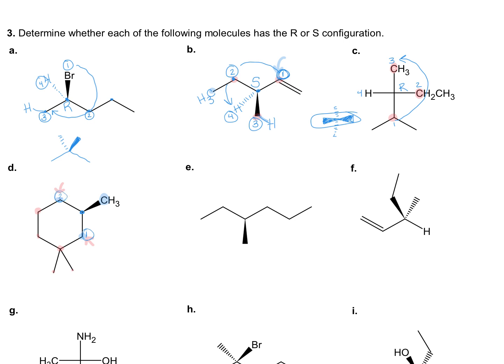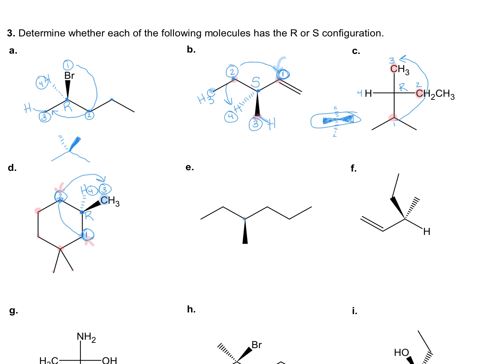followed by this one, and then this one, and then our hydrogen is in the back. It's friends with the wedged line. So we go 1 to 2 to 3. It's going clockwise, and the lowest priority group is in the back, so it is what it is. It's going to be R.